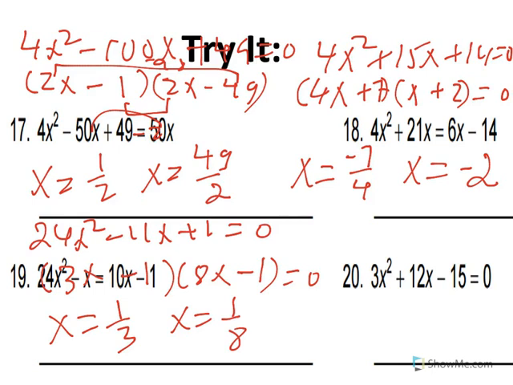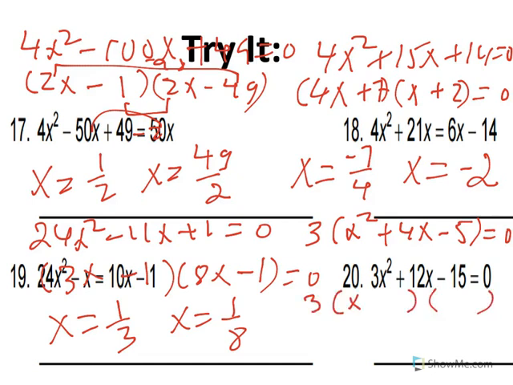Okay, so for number 23, 12 and 15 have the common factor of 3, so we can factor out a 3. So that gives us x squared plus 4x minus 5 equal to 0. So then this gives us 3 and the factors x plus 5 and x minus 1 equal to 0. So x equal to negative 5 or x equal to a positive 1. Okay.